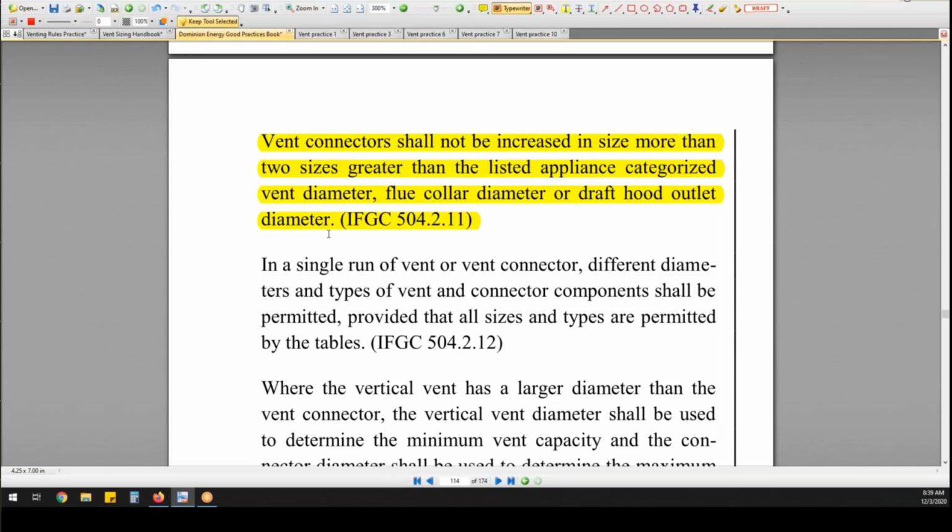So it's simply telling you, let's use a water heater as an example. I have a water heater and it has a 4-inch draft hood on it, and that's where my flue connects to it, right? This is telling you my vent connector that connects to it cannot be more than 2 sizes bigger. So if I've got a 4-inch flue collar at the water heater, I can't put a 7-inch pipe on it, right? I can't go more than 2 sizes bigger than whatever the outlet is. That's simply all that's telling you. So there's where we found all the answers to that.